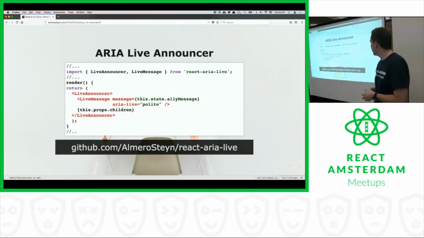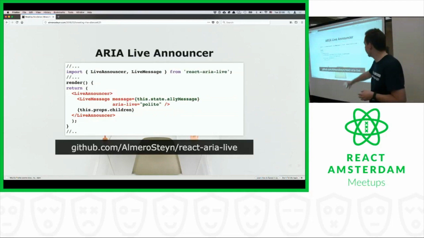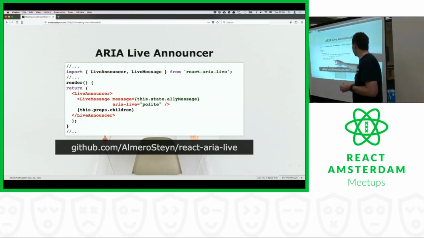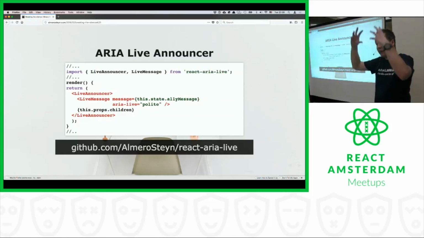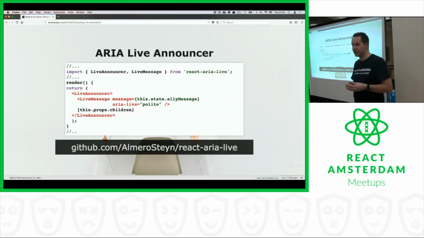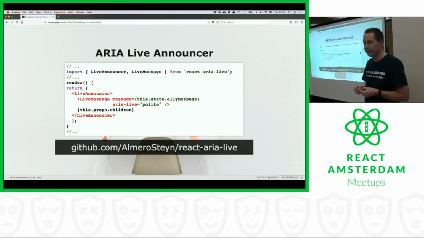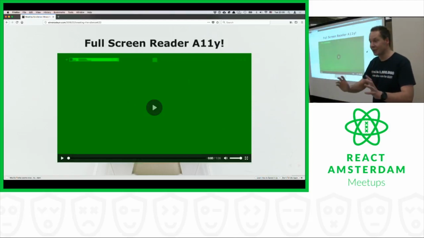It provides you with two components, a live announcer and a live message. As long as you wrap your entire application with live announcer, you can use live message anywhere in your application. If you are changing the message prop, or you are rendering it with a static message, that will be broadcast to this ARIA Live region that's rendered right at the top of your application, and it will broadcast these messages in as stable a way as, well, humanly possible, one could say, because these ARIA Live regions can be a bit fiddly. So with another green screen movie, I'm going to try and show you what happens now.